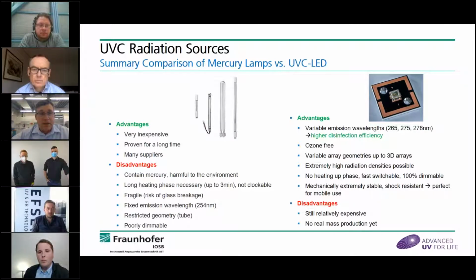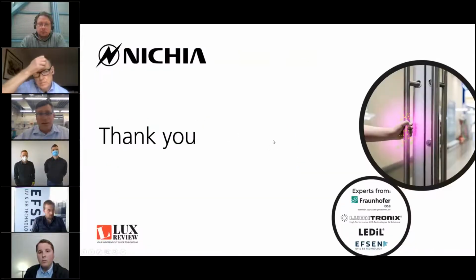But as I said, they contain mercury, which is harmful for the environment. You have this long heating phase, and they are very fragile. You always have the risk of glass breakage, which makes them problematic in mobile applications. And of course, you have only fixed emission wavelengths, so you can't use the better performance at other wavelengths. And you are restricted in geometry because most of them are glass tubes, and they are not dimmable.